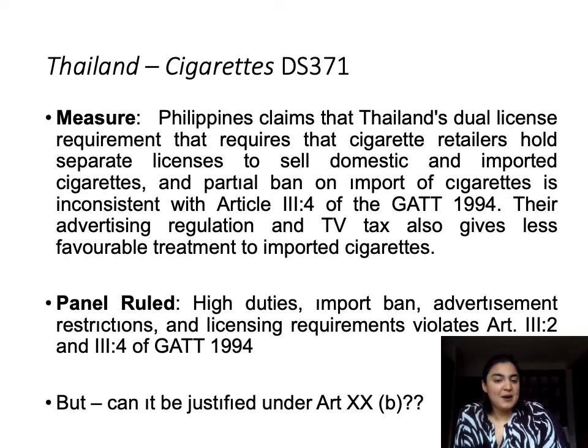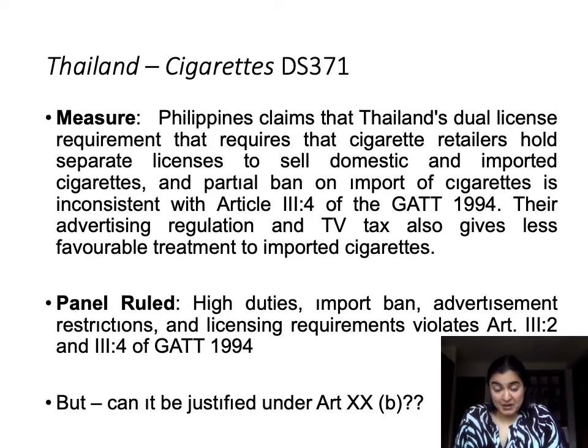Thailand Cigarettes is a case that we saw briefly in the last class on non-discrimination. If you remember, Thailand created a new law with dual licensing requirements, requiring cigarette retailers to hold separate licenses if they wanted to sell domestic and imported cigarettes. They also had a partial ban on the import of foreign cigarettes, while not restricting the sale or marketing of their own domestic cigarettes. So the panel ruled that this is a clear violation of Article 3.2 and 3.4. 3.2 because they were also imposing some taxes on imported cigarettes, and Article 3.4 because of the license requirement.